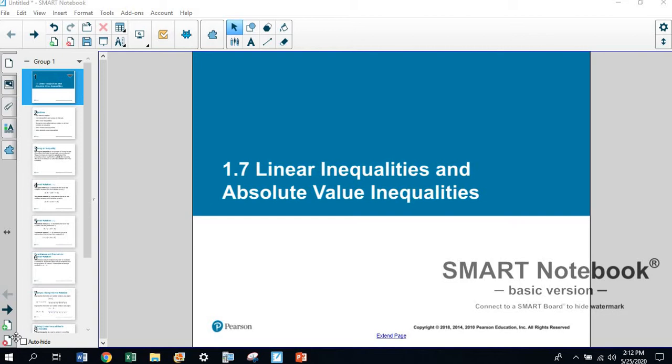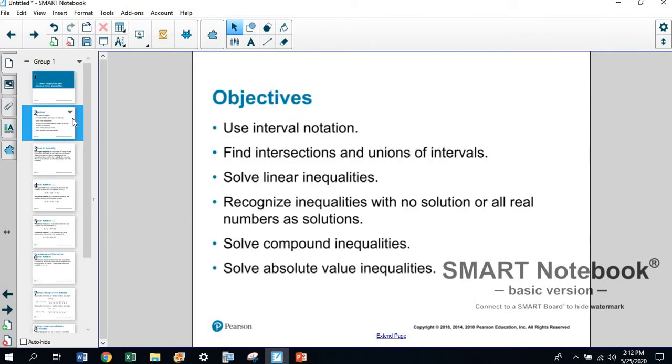This is part 1 of section 7.1.7, linear inequalities and absolute value inequalities. We won't do those until the second half. Right now, today, we're going to concentrate on linear inequalities, but before we can do that, we need to talk about the concept of interval notation. So today in this section, we're going to do interval notation and we're going to solve linear inequalities.